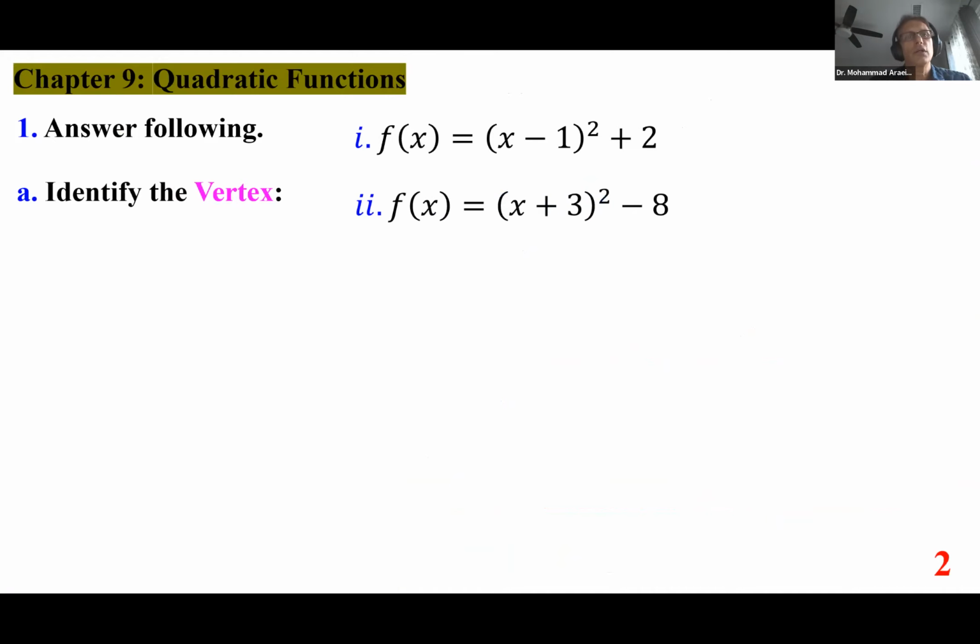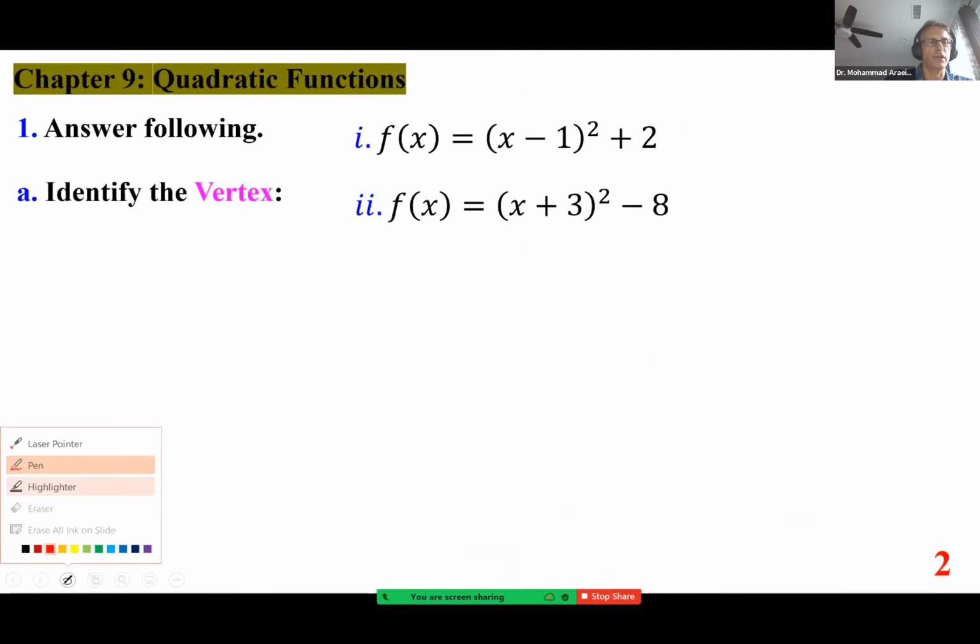Starting with chapter 9, quadratic functions, we want to answer the following. f of x is given as (x minus 1) squared plus 2. And the second one, (x plus 3) squared minus 8. We are interested in finding the vertex.